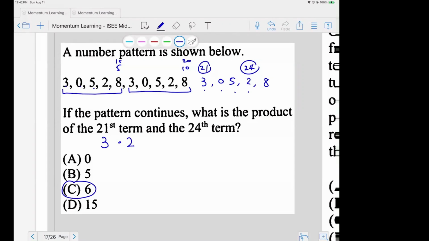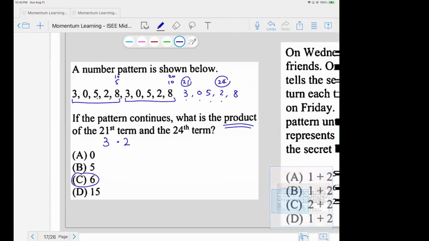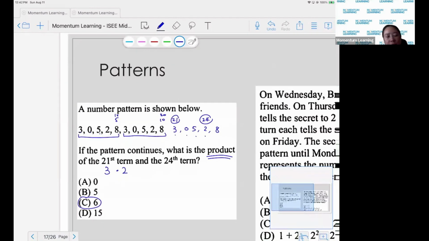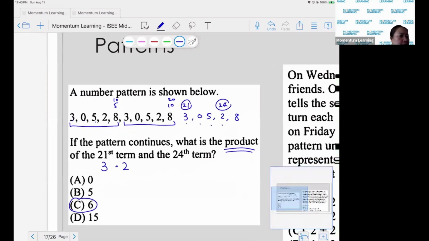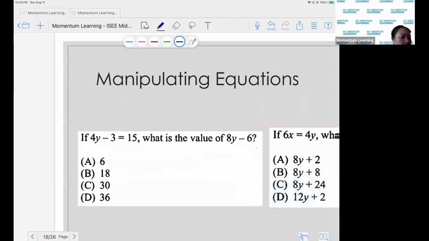Good. I keep mistyping it. Oh, okay. I thought you just wanted the sum, not the product. Yeah, don't worry. This is okay. Due to the time, let's only do one of the pattern questions.